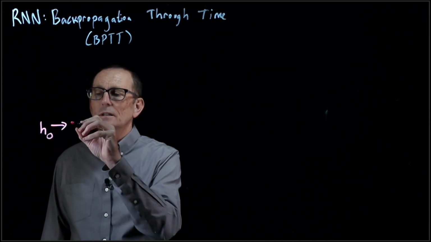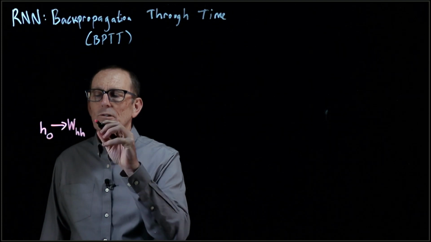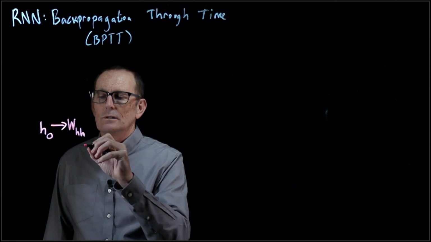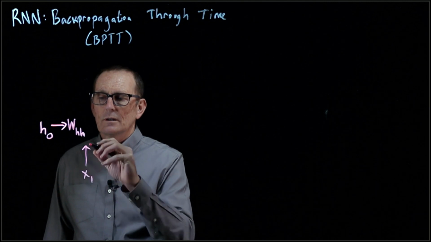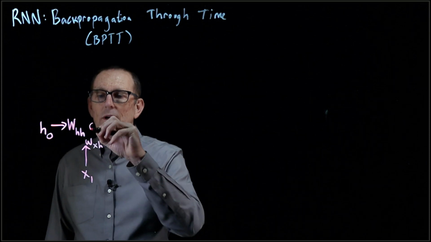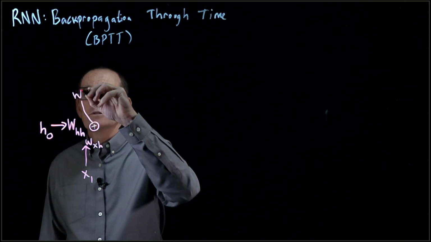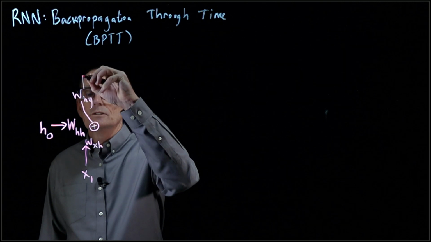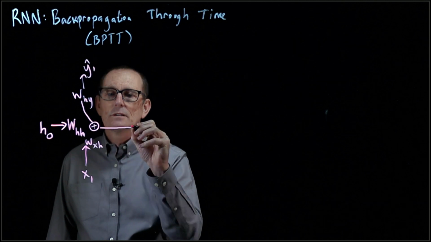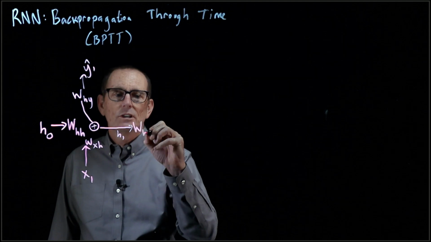So we have H0 coming in here through, let's say, WHH. And we have X1 coming up here through WXH. And those, of course, get combined. And then the output of this goes up through WHY into Y hat sub 1. And then this also comes across as H1 to, again, WHH.